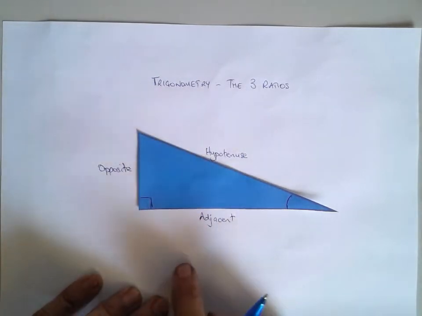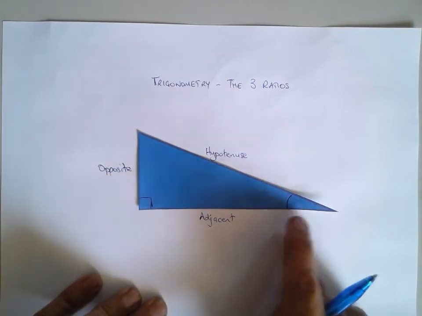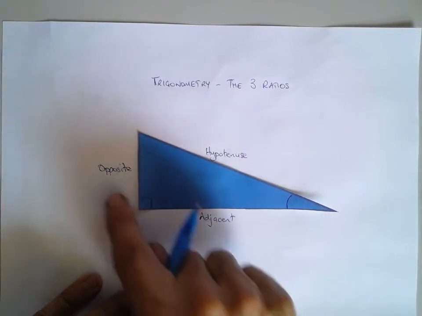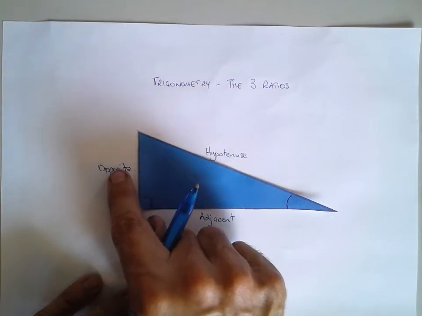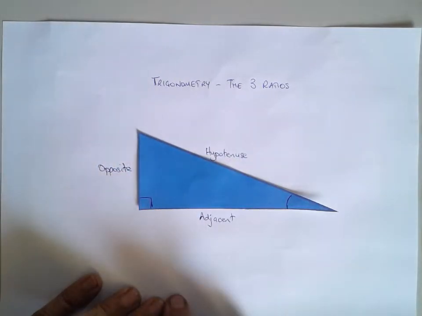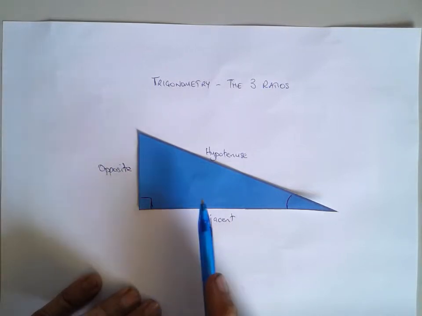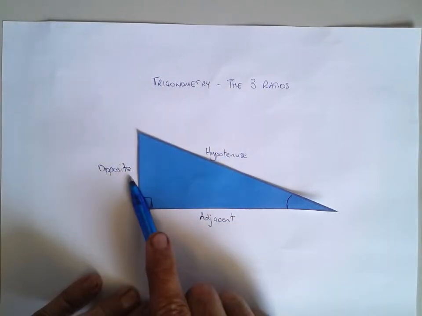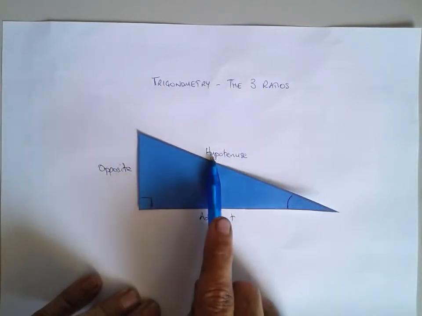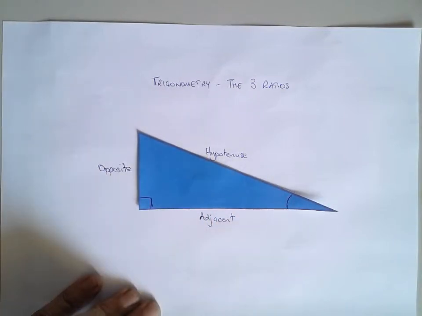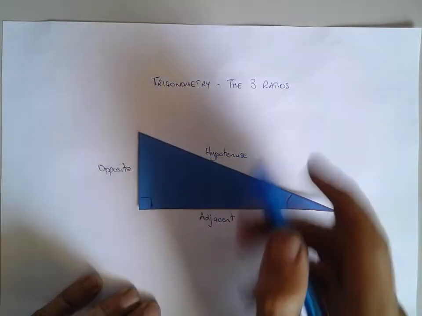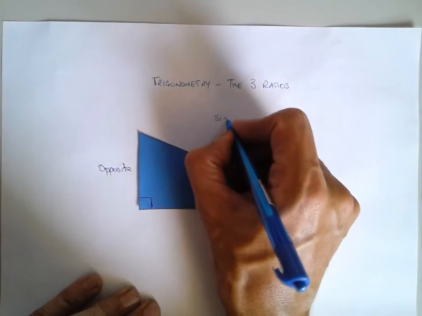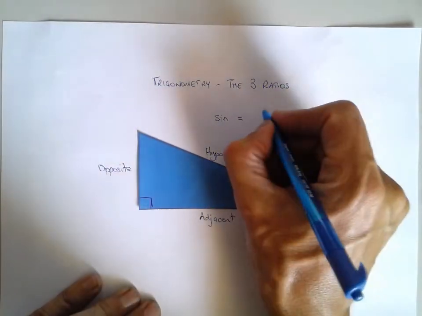So for any right angled triangle with these three sides, adjacent, next to the angle we're talking about, opposite the angle we're talking about, and the hypotenuse, we can look at the relationships between pairs of sides. So let's pick a pair. The first pair I'm going to pick is the opposite and the hypotenuse. The relationship between the opposite and the hypotenuse for this angle we call the sine of the angle. So the sine of the angle is the opposite divided by the hypotenuse.